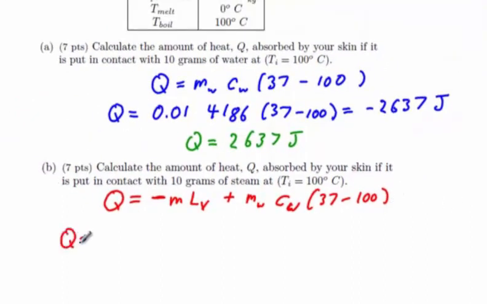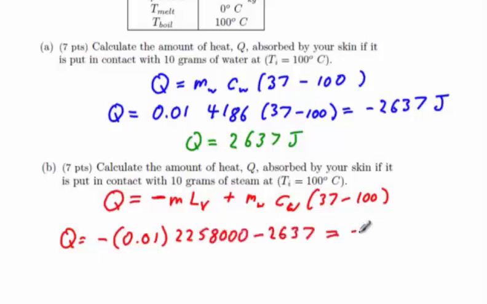Recognizing that the mass of steam in this part of the problem is the same 10 grams as we had for the water, and that the latent heat of vaporization of water is 2,258,000 joules per kilogram Kelvin, we solve to get a final heat flow of negative 25,217 joules.